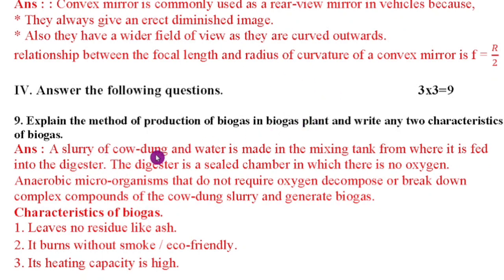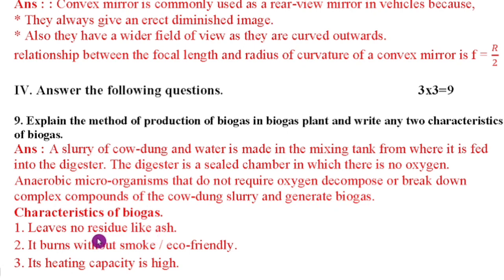A slurry of cow dung and water is made in the mixing tank, from where it is fed into the digester. The digester is a sealed chamber, so it is completely sealed. There is no air exchanging in that chamber, so there is no oxygen. Anaerobic microorganisms that do not require oxygen decompose or break down complex compounds of the cow dung slurry and generate biogas.